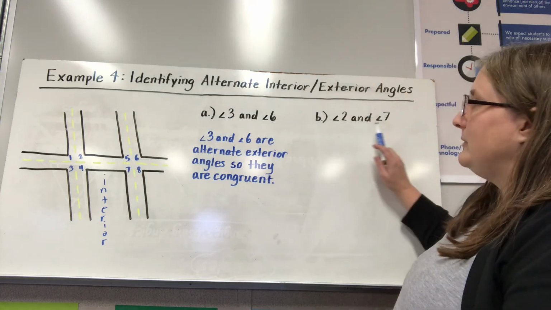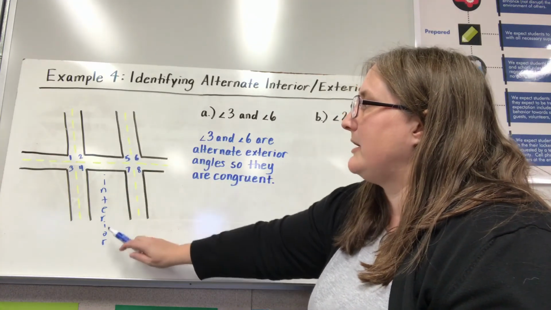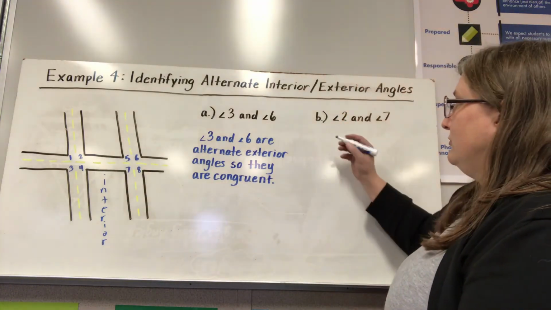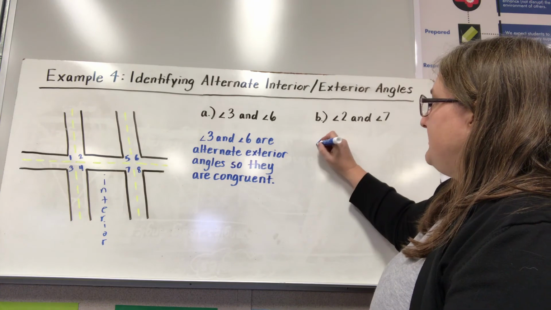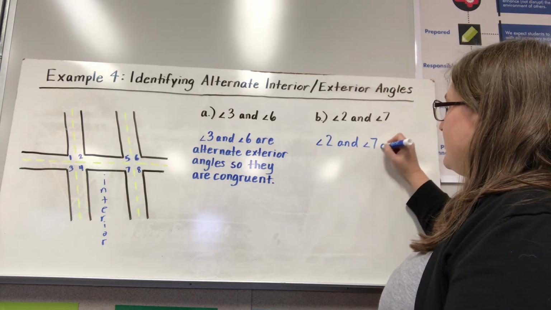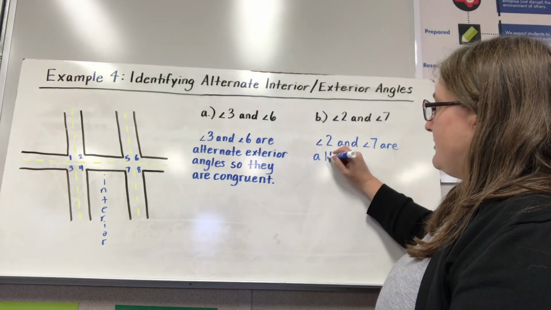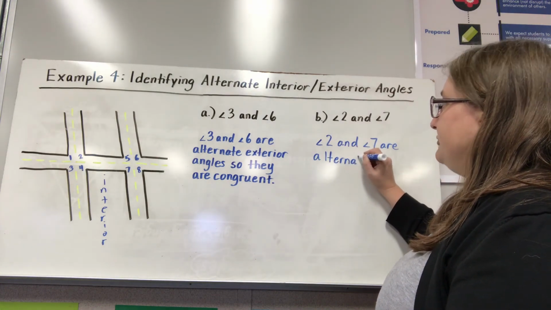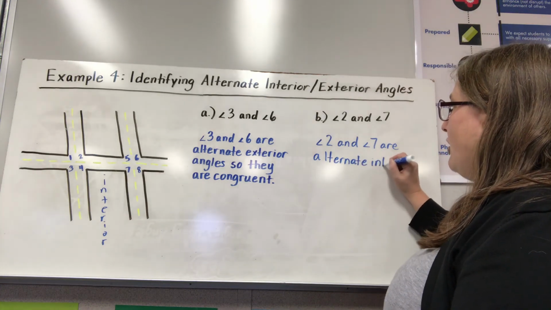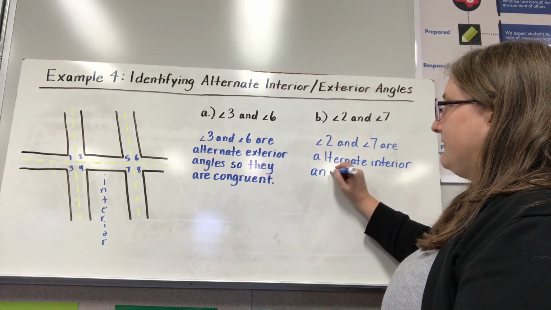If we look at angle 2 and 7, they are on the interior. They are between the parallels. So angle 2 and angle 7 would be called alternate interior angles because they're opposite each other on the interior. And alternate interior angles are also congruent. So angle 2 and angle 7 will have the same measure.